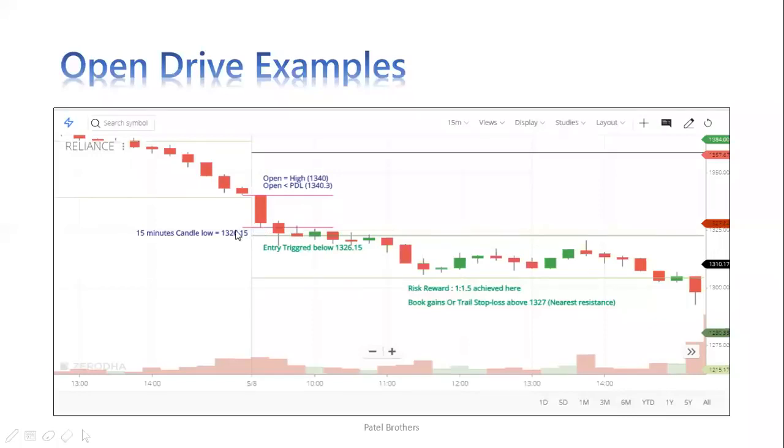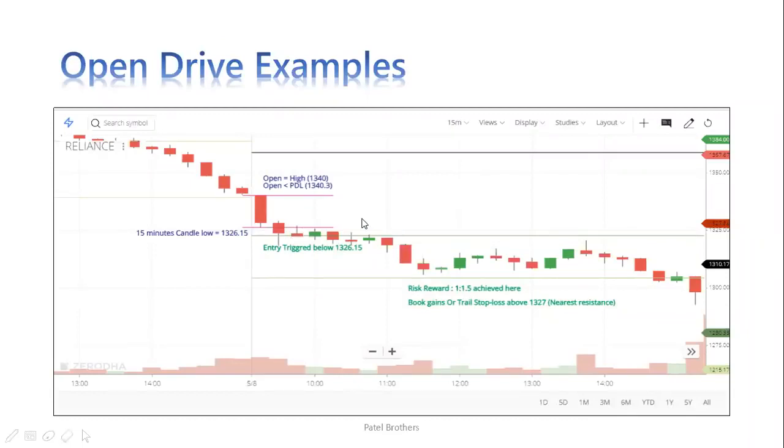Once 1326 is broken, the entry is triggered on the immediate second candle. Once the 9:30 candle closes, at that time we'll place the sell order below the low of that candle. We won't be bothered, we'll let it close and see, and once the 9:30 is done, we'll directly punch an order into the system with the stop loss. So the entry is triggered in this second candle.